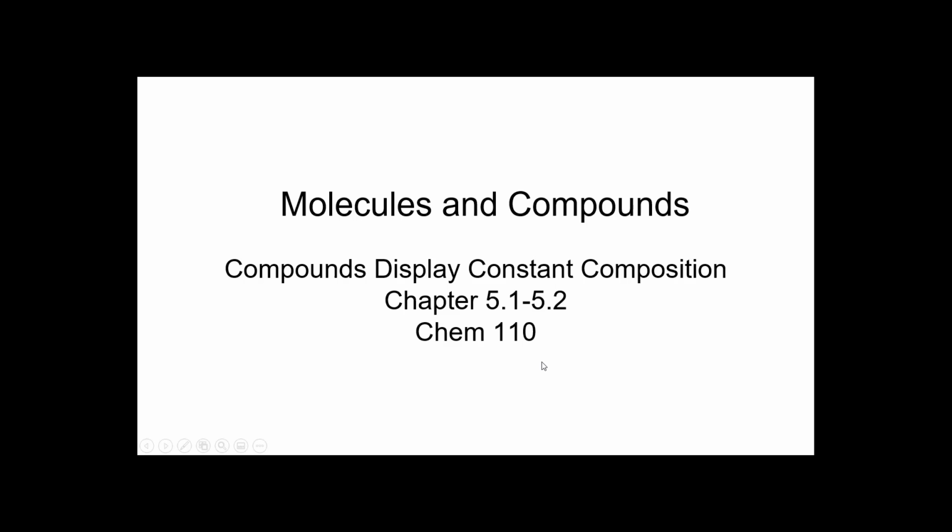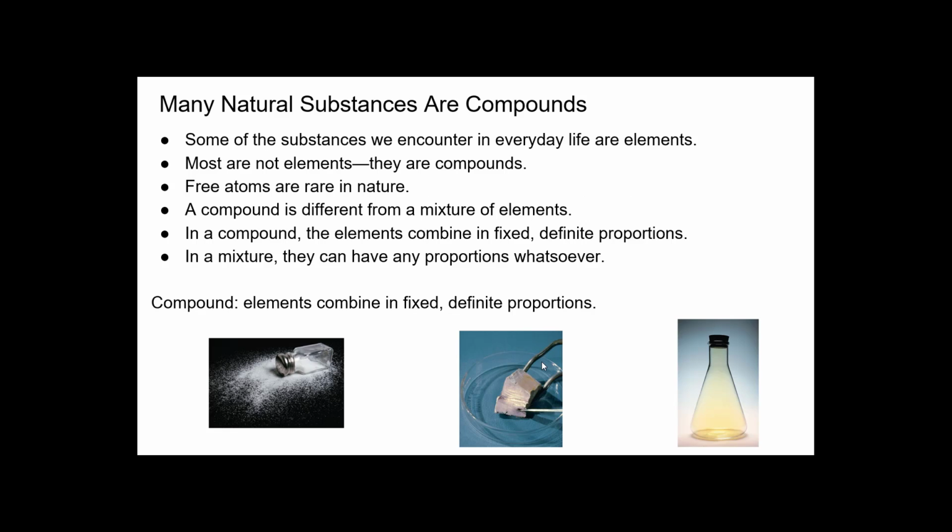Hi class, we are now starting on chapter 5. This is molecules and compounds. So we're going to start off first understanding that most of the substances we encounter in everyday life are compounds. They're not elements. There are very few elements that are found by themselves in nature. So most of the things that we come in contact with are a mixture of elements in a specific ratio, so definite proportions. So when I talk about that, I mean like water, something that has H2O.